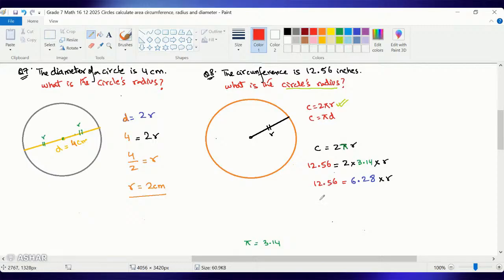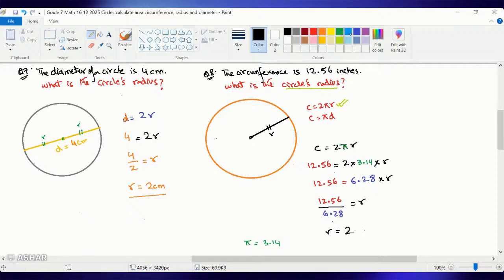So what we do is 12.56 is divided by 6.28, and it equals the radius. When we put this value into the calculator, let's try using the calculator. 12.56 divided by 6.28, the answer comes out to be 2.